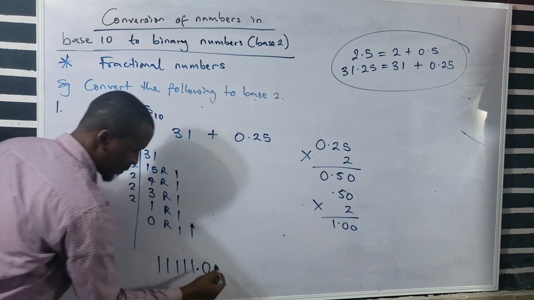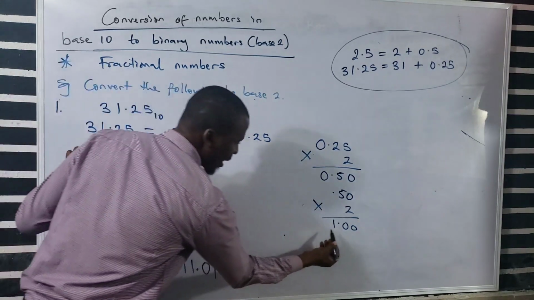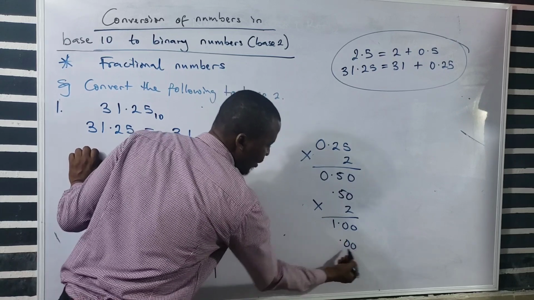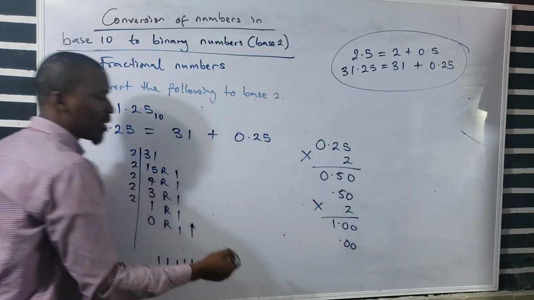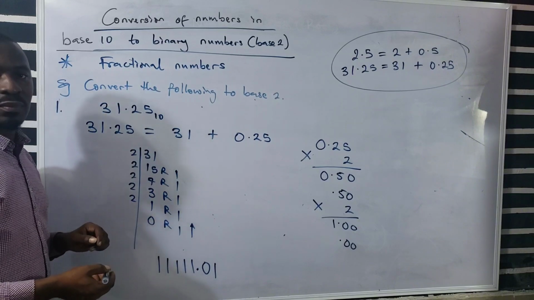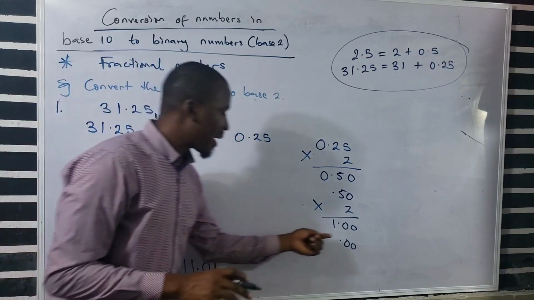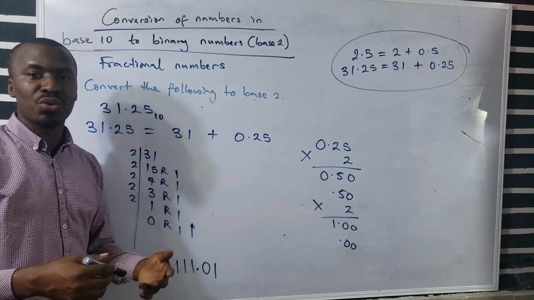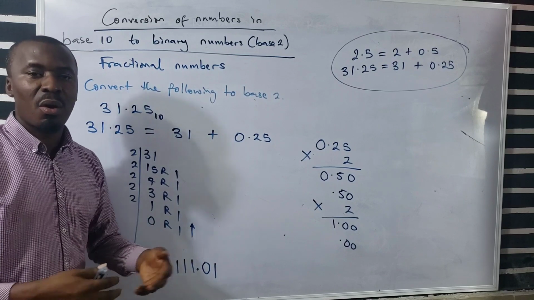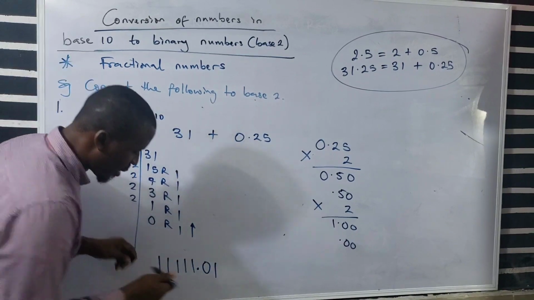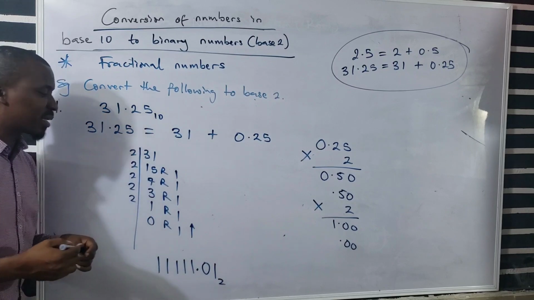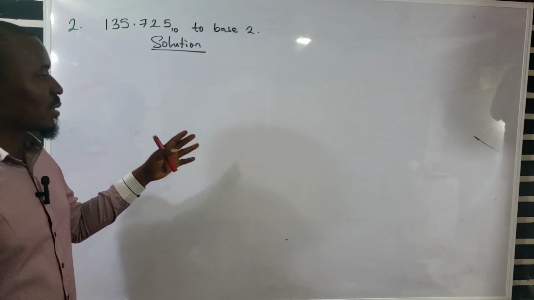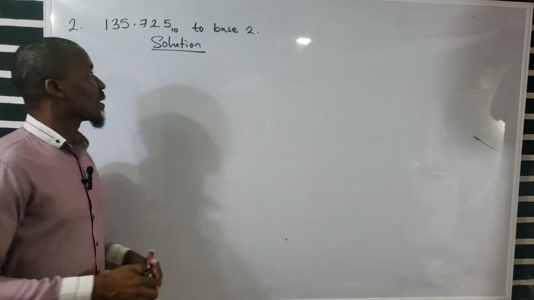You take it here and put here. When you take this one away, you are going to have 0.00. And 0.00, whenever you multiply by 2, it will give you 0.00. So that's where we end, whenever we get 0.00. Otherwise, you continue, probably you stop at 3 decimal places or 4 decimal places. So we now have our 2. We are going to solve more examples on what we have started already.